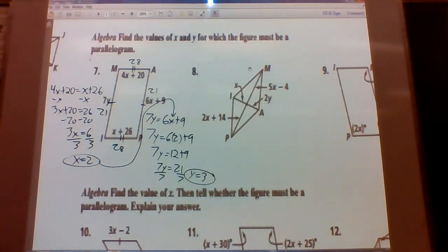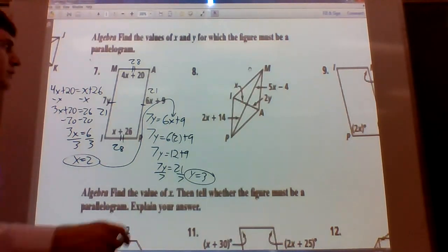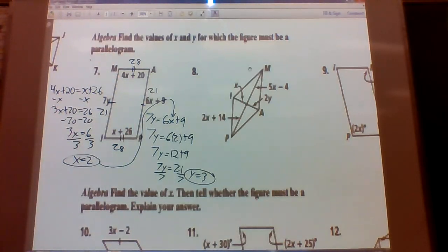Number 8. Again, we have a parallelogram. It's 10 push-ups.